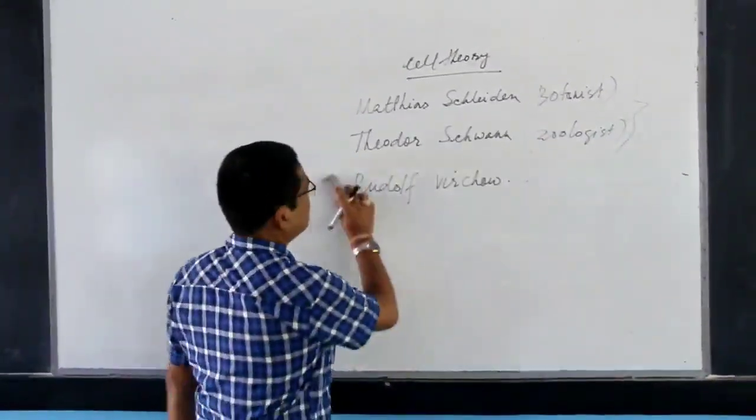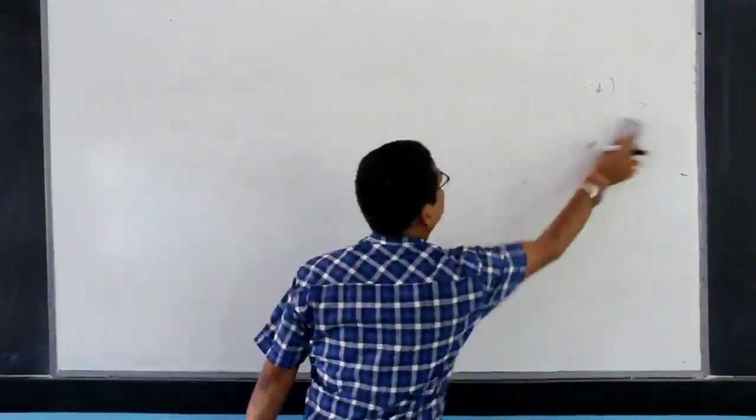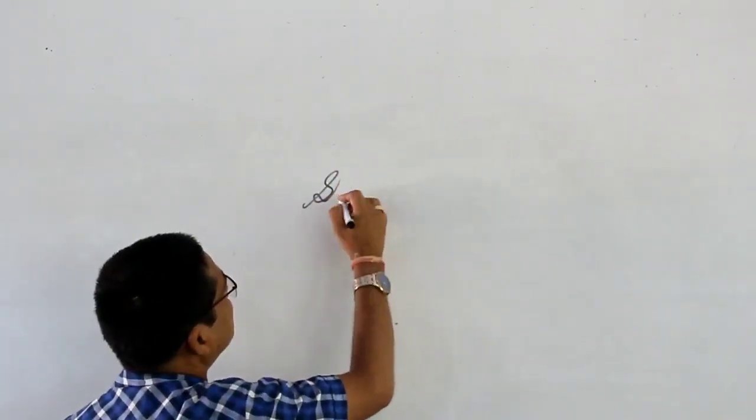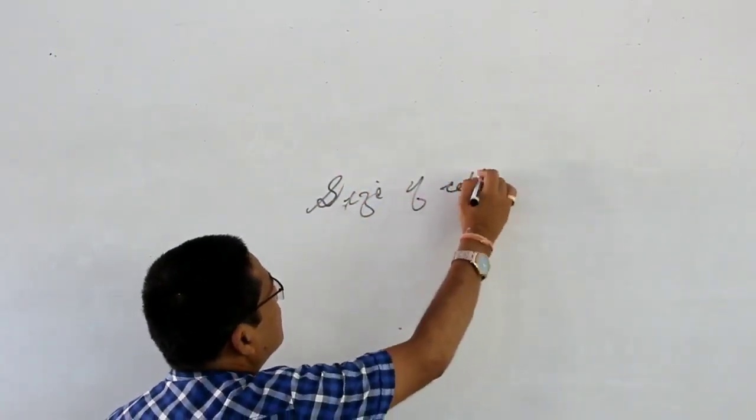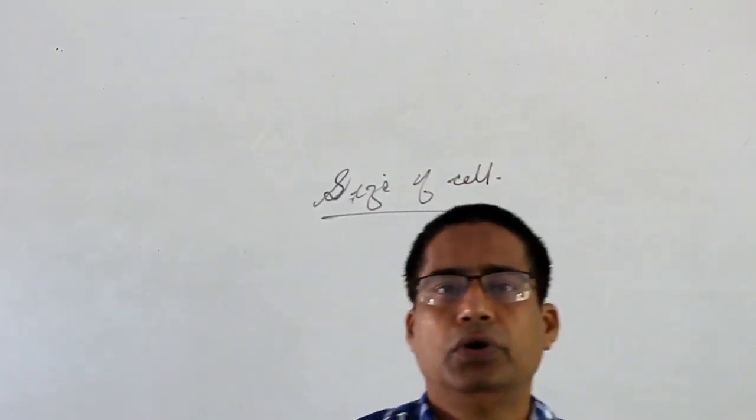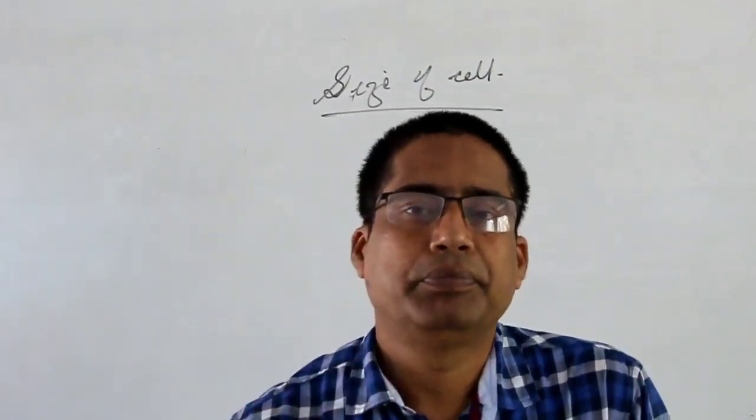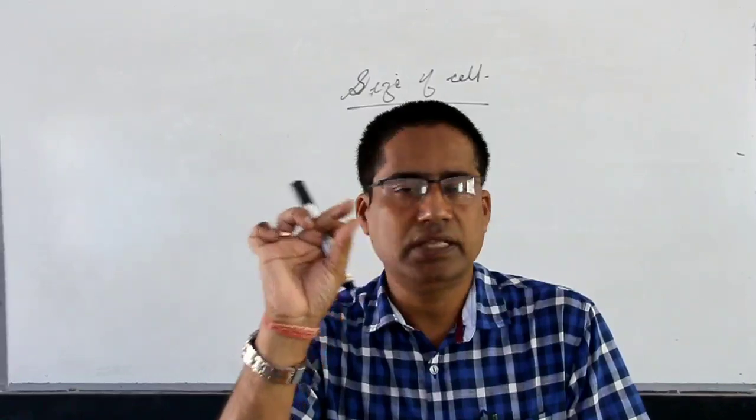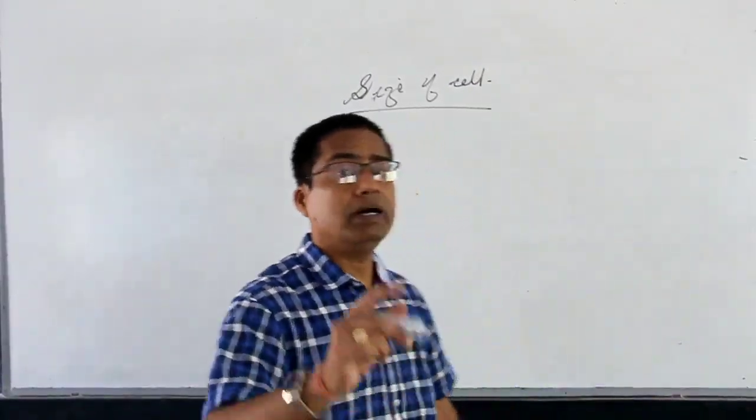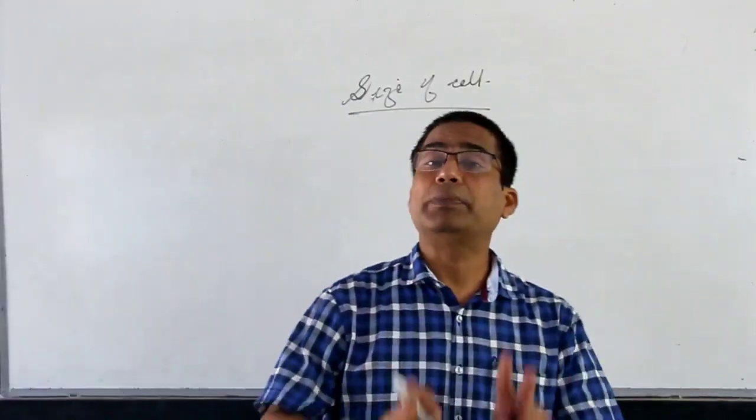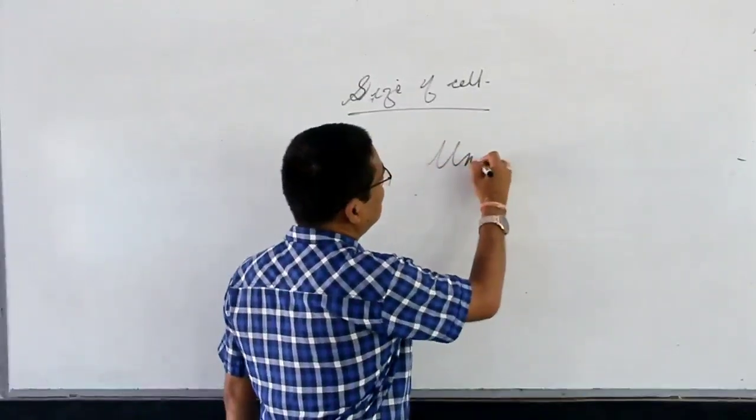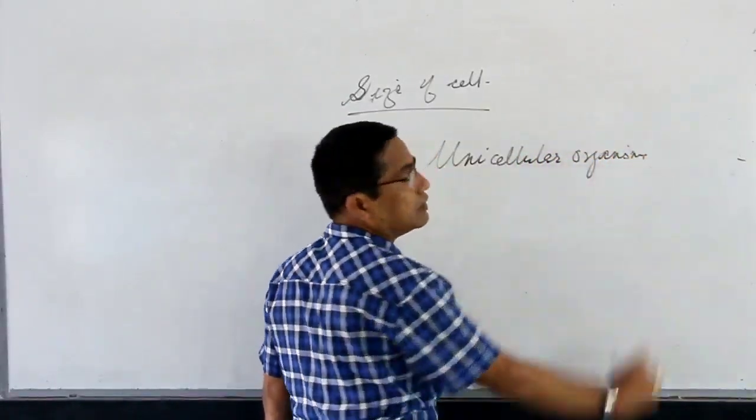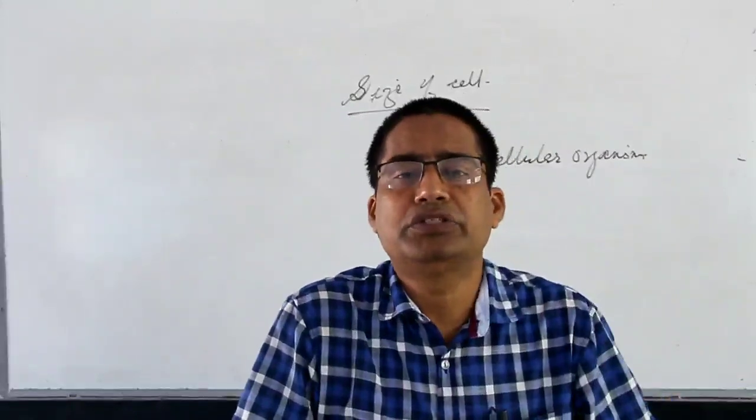Next we will come to the different shapes of the cells. Or first we will talk about the different sizes of the cell. At the beginning of the class I told you about amoeba. Amoeba is a single cell organism. It is made up of only one cell. It is microscopic. You cannot see it with your naked eyes. Organisms which are made up of only one cell are called unicellular organisms, like amoeba.